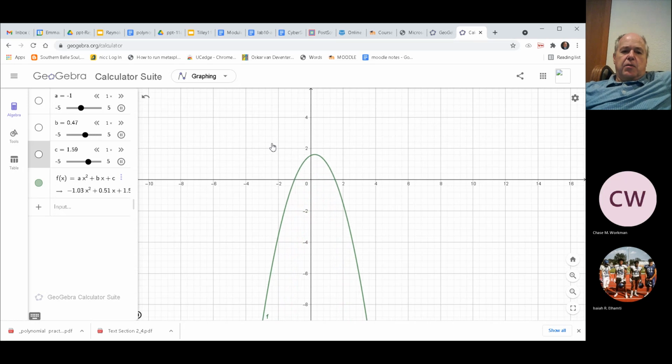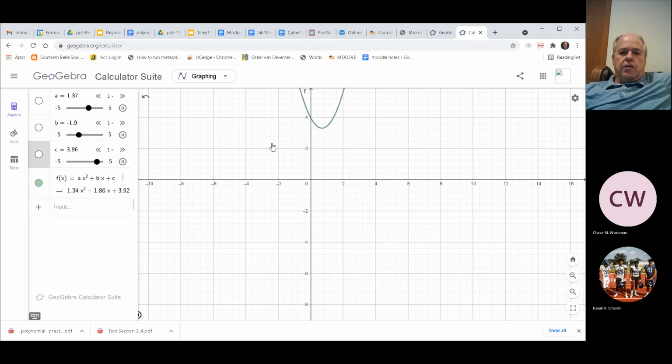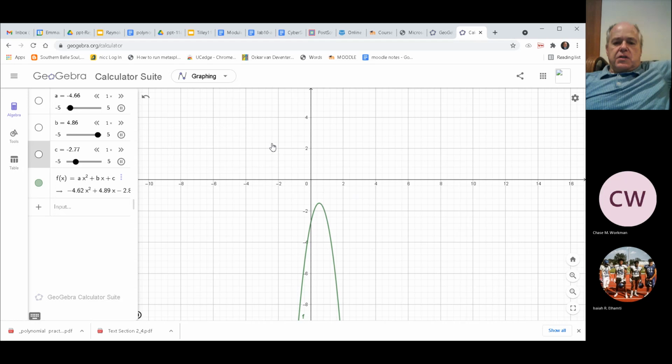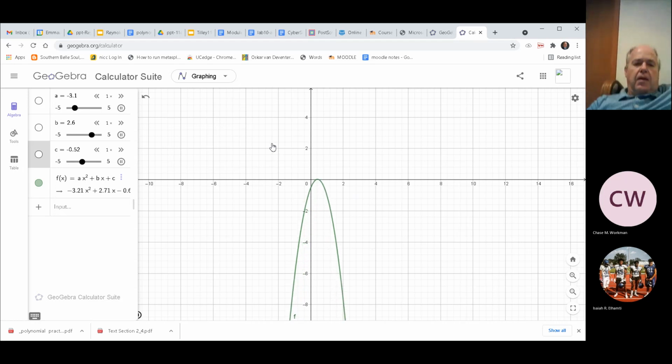You can watch each variable change and see their effect on my curve. A, B, and C all changing between various values. C is going down, B is going up, A is going up and down. And you could watch this forever, but we won't.